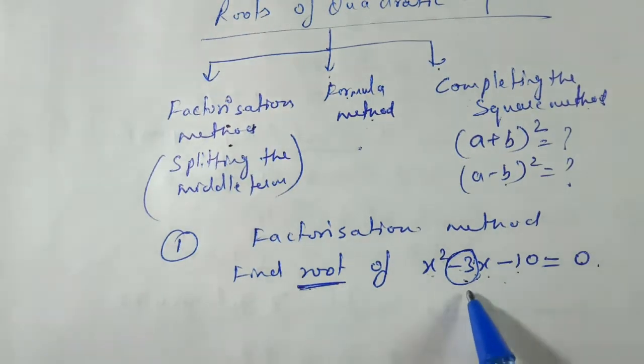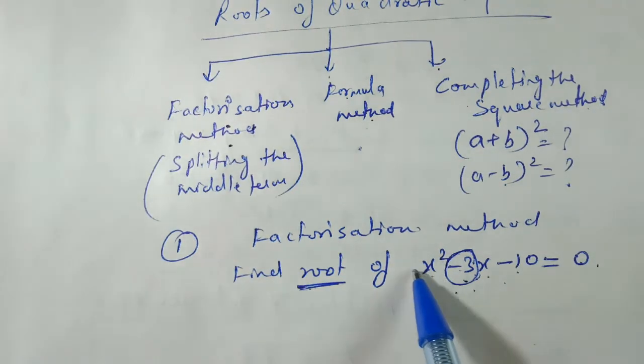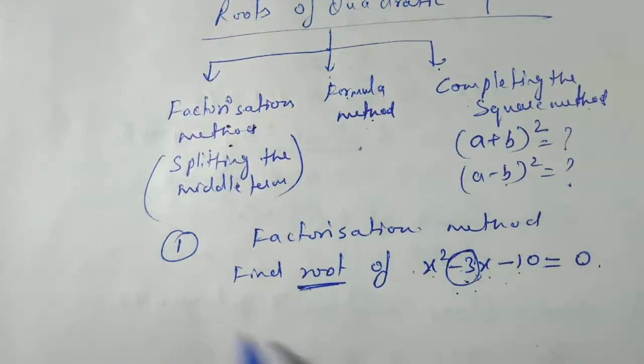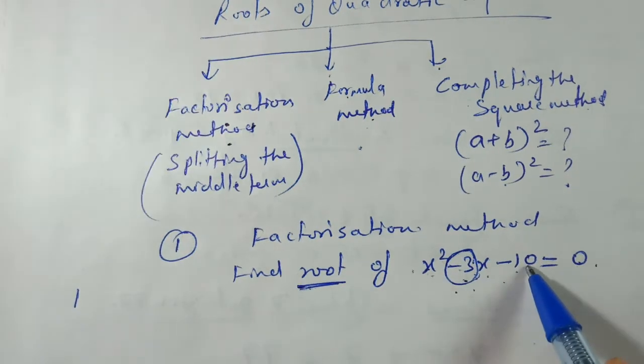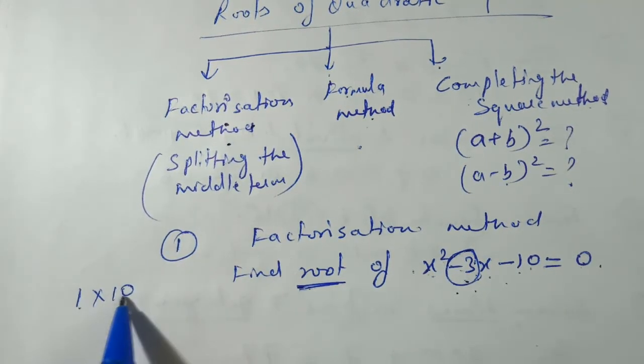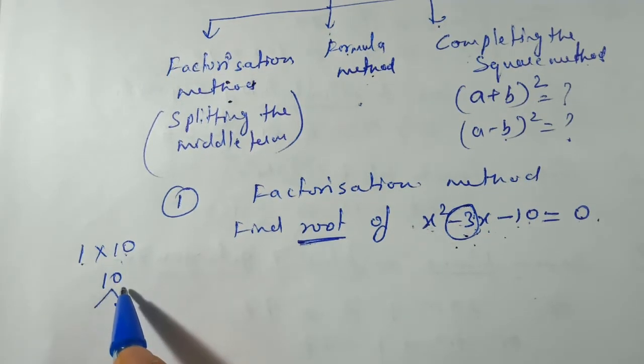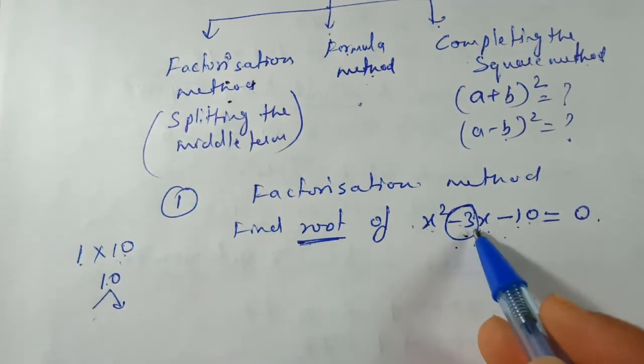And from where are we going to get those two numbers? For that we have to use a process. We have to take the coefficient of x². Here the coefficient of x² is 1. And last we have the term without variable, that is −10. When we multiply 1 into −10, it gives −10. Now we have to find all possible factors of 10, adding or subtracting, which will give 3.